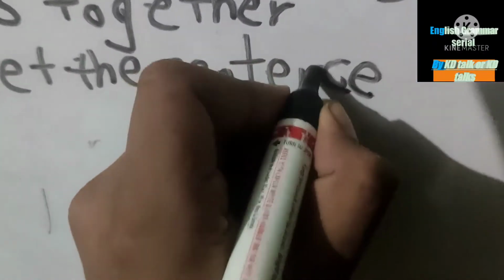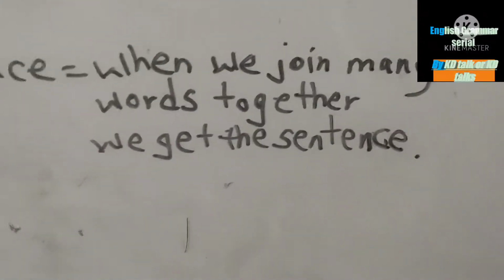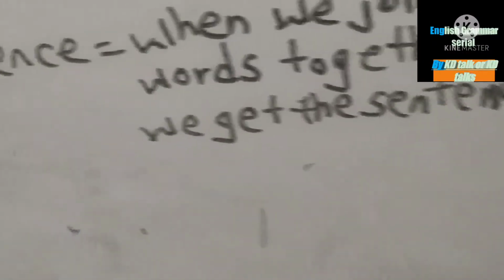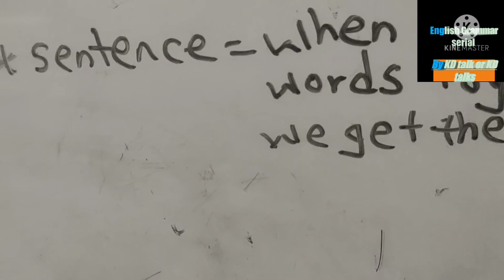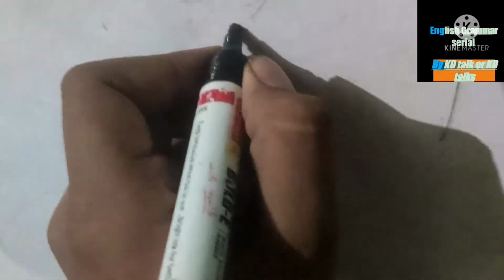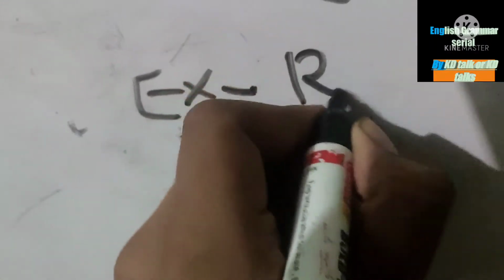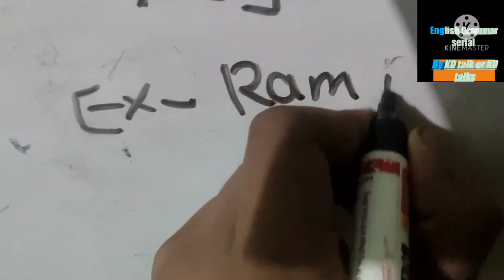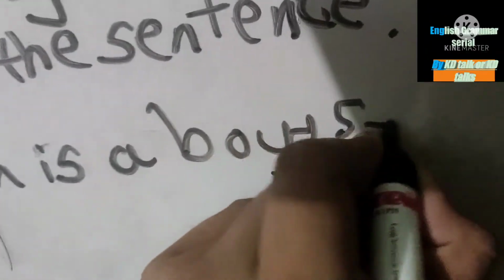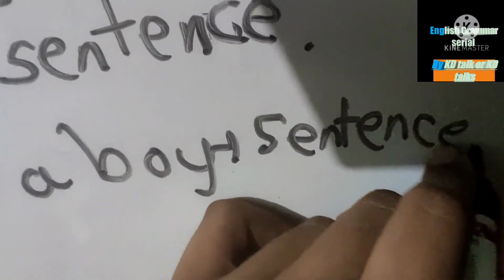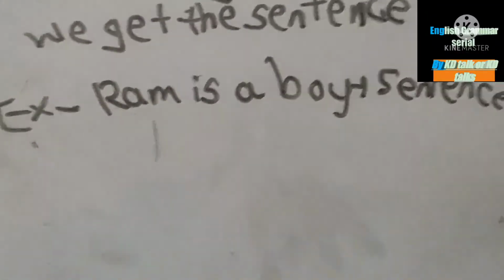So what I am saying is that when we join many words together, we get a sentence. What kind of example can I give you for this? An example I can give you is: Ram is a boy. This is one type of sentence.